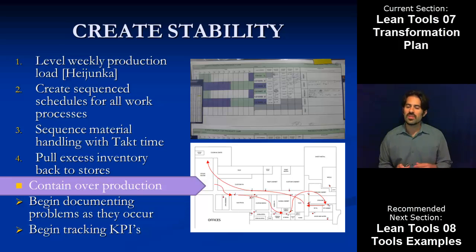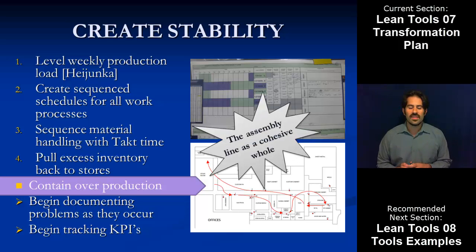Beyond that, there's a couple other things that we want to do. We want to make sure that we're documenting problems as they occur now so that we can start doing something about them, because good problem solving supports good stability. And then we also want to make sure at this point that we're collecting the data that goes into our KPIs so we can start tracking our progress.